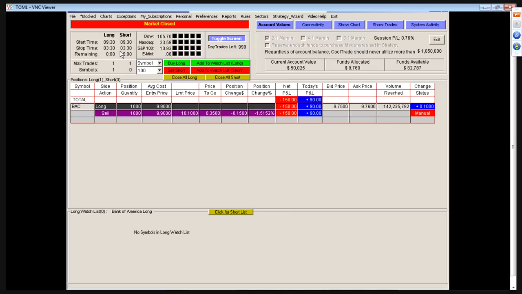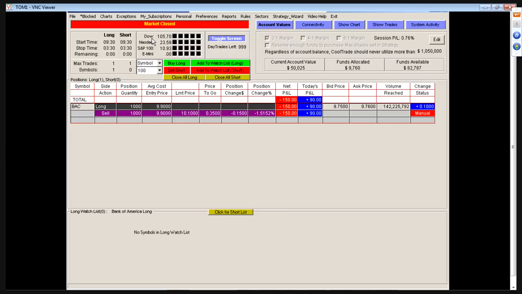So that's actually the open and add to position start and stop time. The actual stop time on the Auto Trader is 4 o'clock when the market closes. So this is basically saying it's not going to open any new positions after 3:30, but it will continue to close positions in the last half hour.